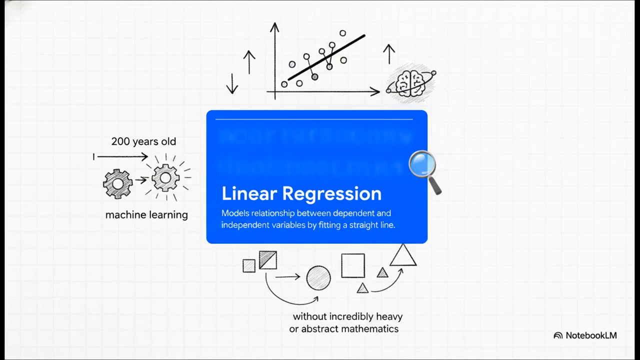And the solution to all of these questions? Linear regression. Now, I know machine learning sounds incredibly cutting edge, but get this. This is actually a 200-year-old statistical technique. It's just been completely borrowed and revitalized by modern machine learning to make automated, super accurate predictions. The real beauty of this algorithm is that it gives us a highly effective way to model relationships in our data, and you don't need incredibly heavy or abstract math to do it.